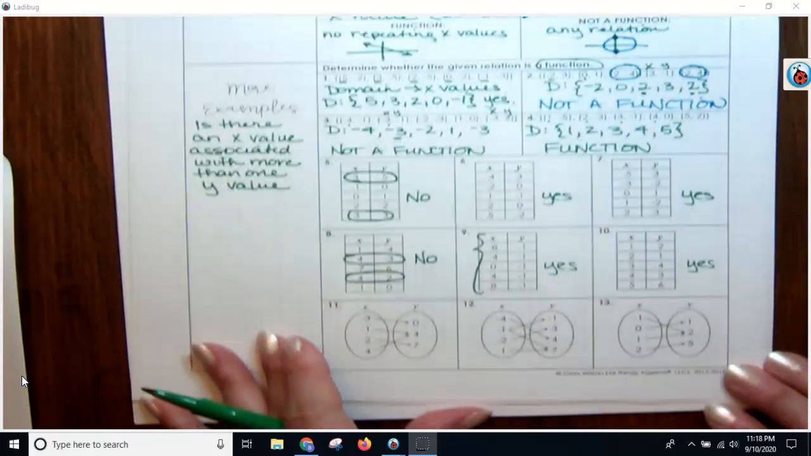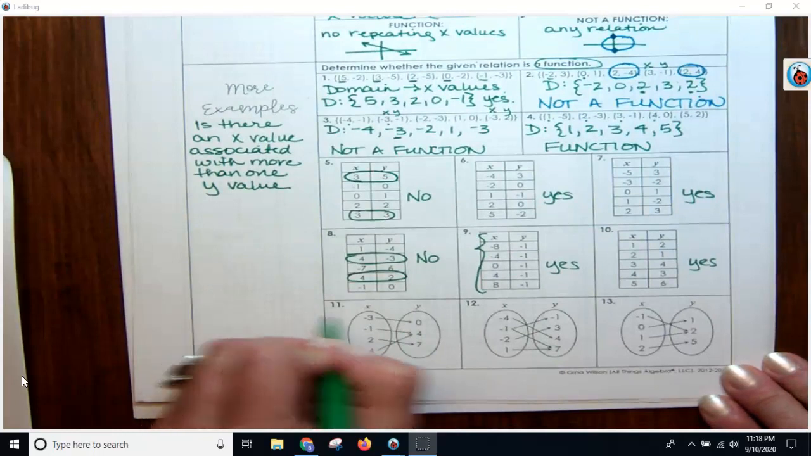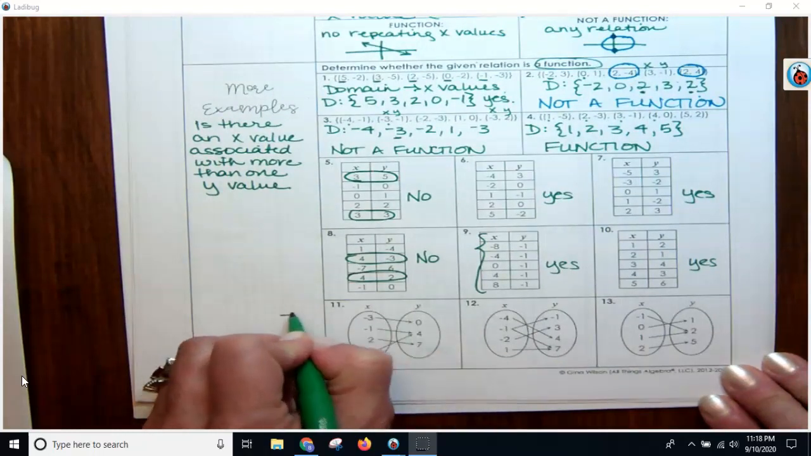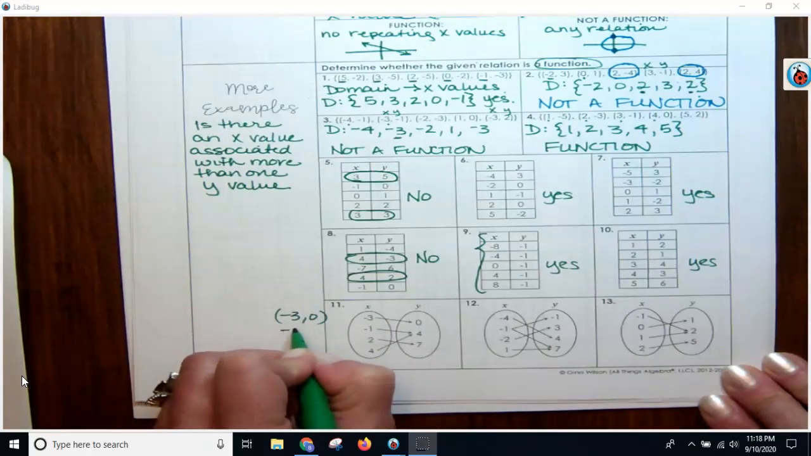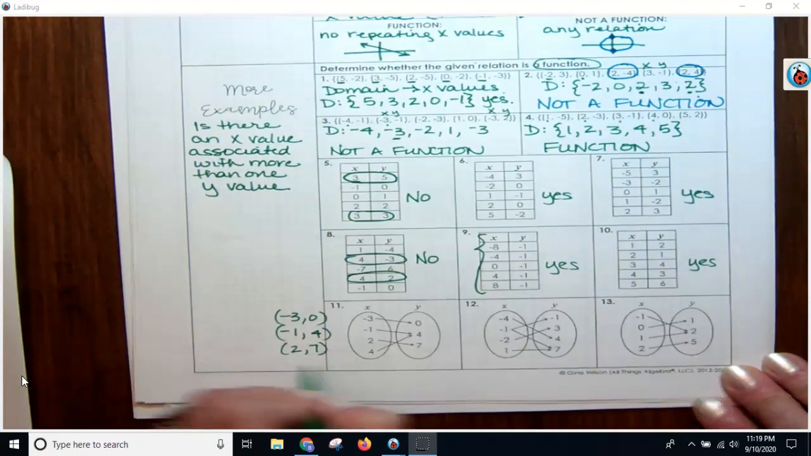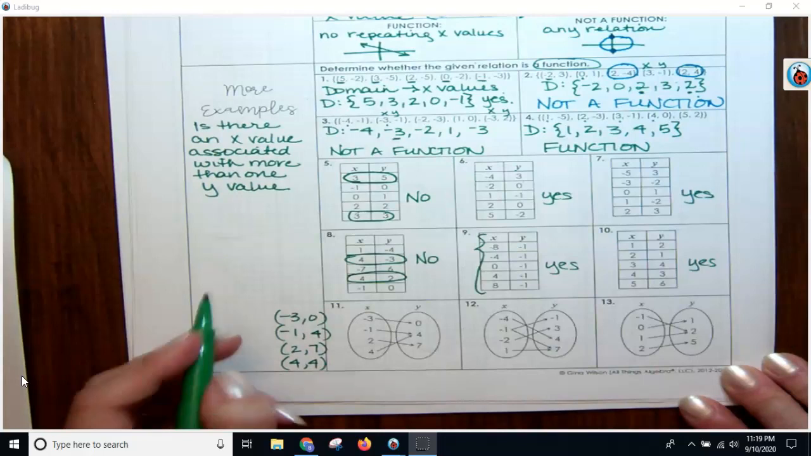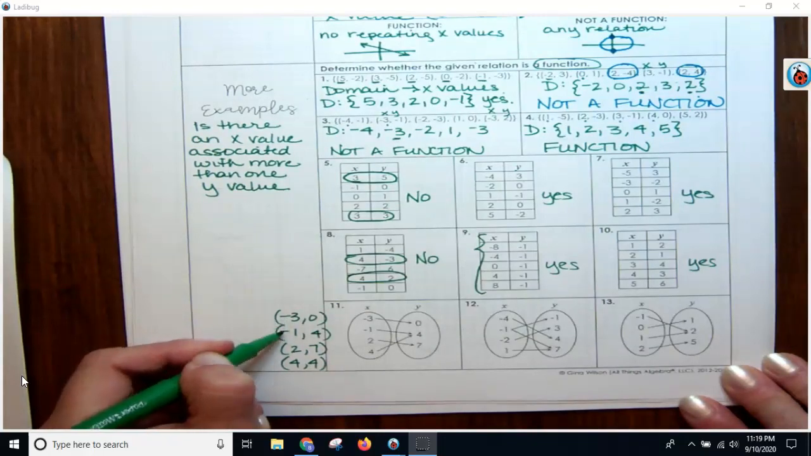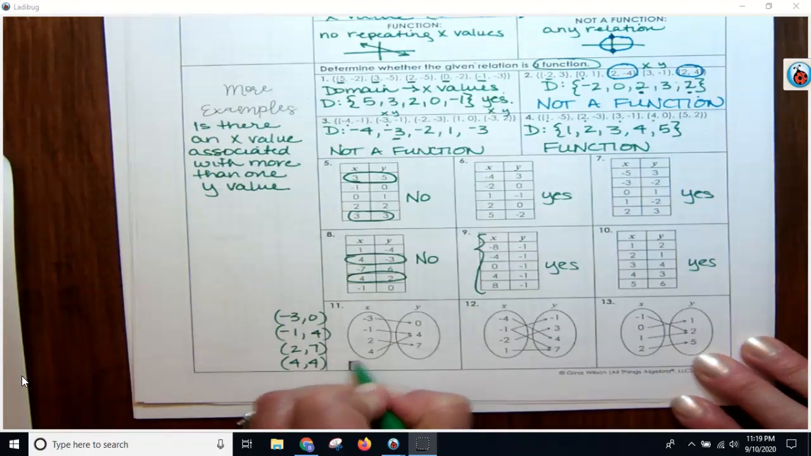All right, moving on to these mappings. The way you figure out a mapping: this mapping is basically showing that one ordered pair is going to be -3, 0. The next ordered pair is -1, 4. The next ordered pair is 2, 7. And the last ordered pair is 4, 4. So, do I have repeating x values? Well, my x values are -3, -1, 2, and 4. So this would be a function.